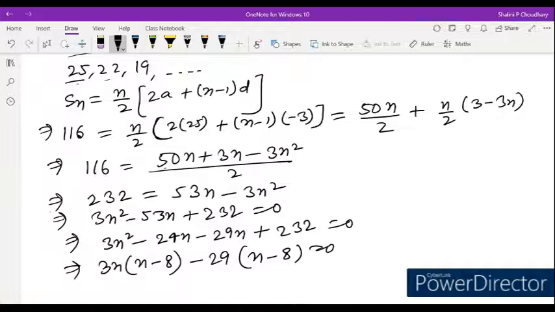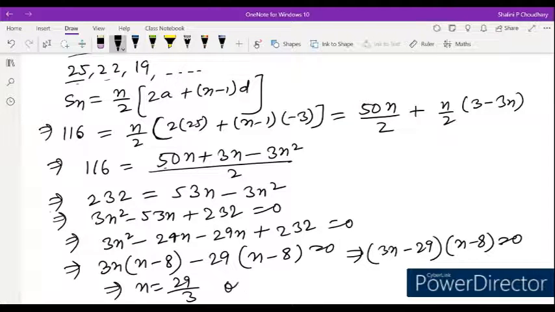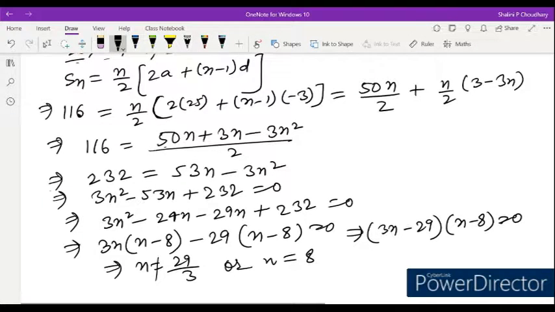It means (3n minus 29) multiplied by (n minus 8) is equal to 0. Now either n will be equal to 29 upon 3 or n will be equal to 8. See, n can't be equal to 29 upon 3 because n is the number of terms. The number of terms can't be a fraction; it should be a whole number, a natural number. So n is equal to 8.